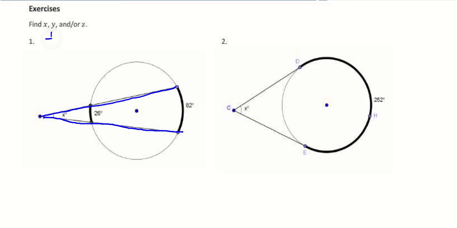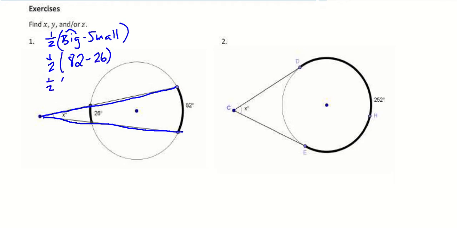So remember our formula: 1/2 the big arc minus the small arc, and I have to put parentheses around this because I'm doing half the difference. Okay, so it's 1/2 of the big arc, which is 82, minus the small arc here, which is 26. So 1/2 of 82 minus 26, we're going to go ahead and borrow. It's 56, and so this is 28 degrees.